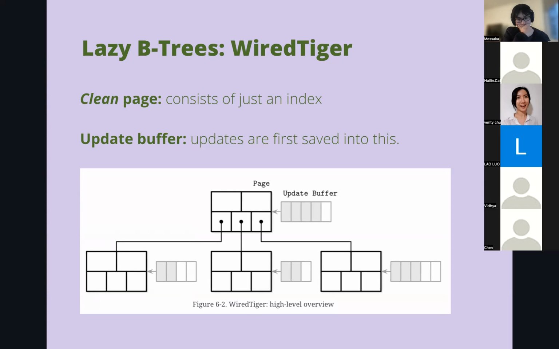And here is a graph to demonstrate. As you can see, the major trunk of this tree is the clean pages, and you can see there are several gray boxes, and these are the update buffers. So whenever changes come, it wouldn't change the clean page directly. It will save all these updates into the update buffer for later use. Next page.